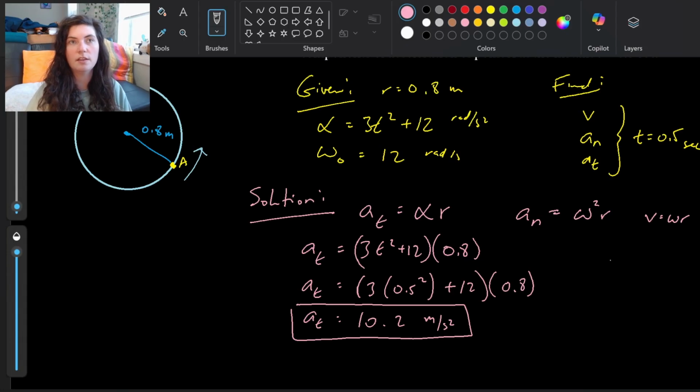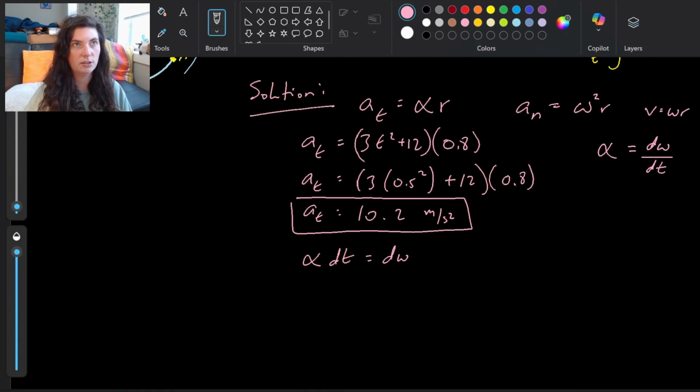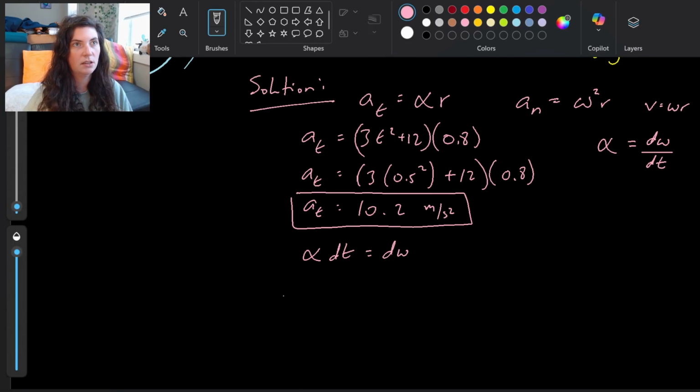And luckily we've got another relationship between our angular acceleration and our angular velocity: if we take the derivative of our angular velocity with respect to time, we get our angular acceleration. So if I rearrange this, alpha dt equals d omega, and take that integral, I can get this relationship for omega. I can find what that angular velocity is. So the integral for alpha from 0 to 0.5.